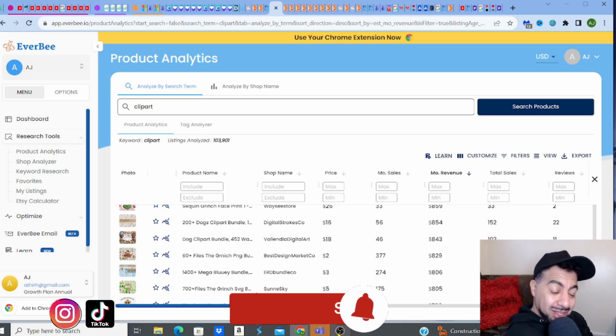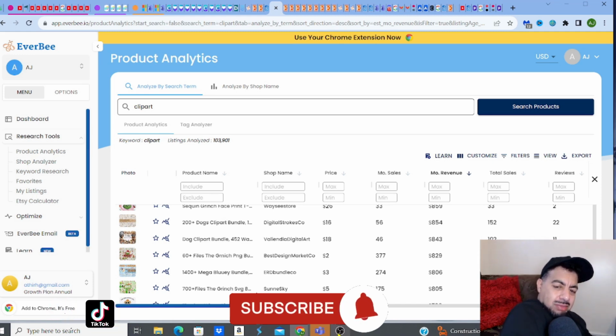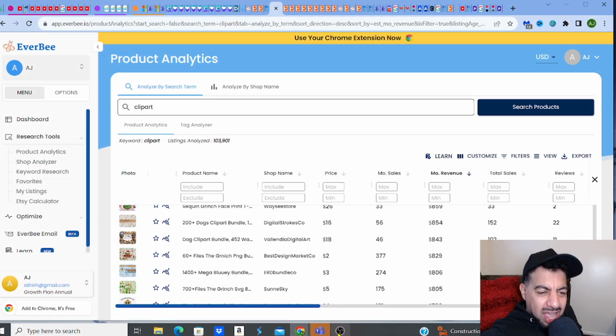Anyway, check it out. Look, as usual, I'm on EVERBEE. Now, what I did was I just identified the clip art. Now, this can apply to anything. When I look at these product descriptions, they can apply to any niche. I'm telling you now, it's just how you do it and what you need to include.